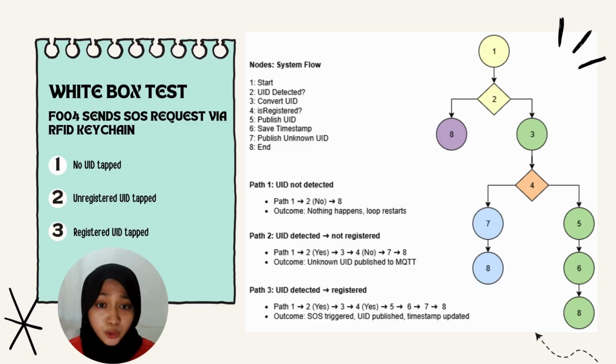It will go to no, and it will go to 7, and it will end because it publishes unknown UID. And the last one, part 3, UID detected and it is registered. We go through the start, which is 1, 2, 3, 4, and then go to yes, which is 5, and then C, and also end in 8. So that is for the whitebox test for send SOS request via RFID kitchen.